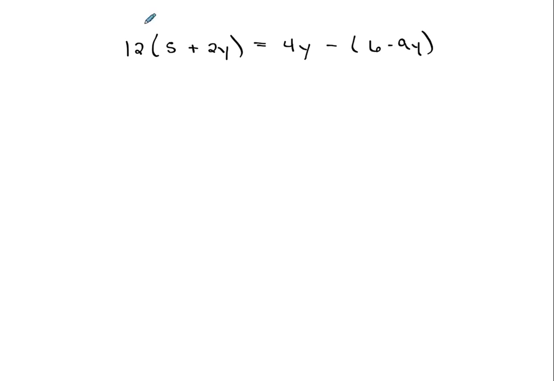Alright, first one. 12 times 5 is 60. 12 times positive 2y is positive 24y, equals. Do I need to do anything with this first 4y here? This first term? Can I just drop these parentheses? What's in front of my parentheses? Just a negative sign. Can I drop my parentheses? No. What do I need to distribute? The negative sign, or a negative 1 if you want to think about that.